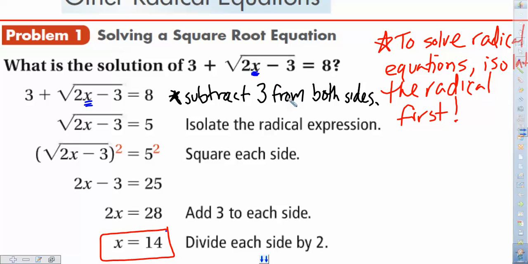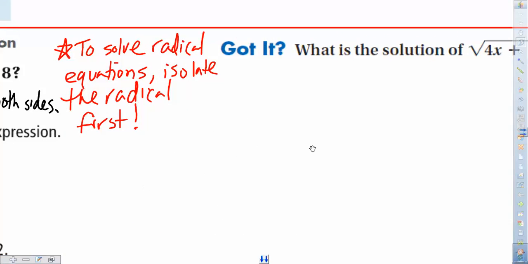2 times 14, wouldn't that be 28? 28 minus 3 would give us 25. Square root of 25 would be 5. 3 plus 5 gives us 8. So yes, this answer does work. Okay, so now it's your turn.